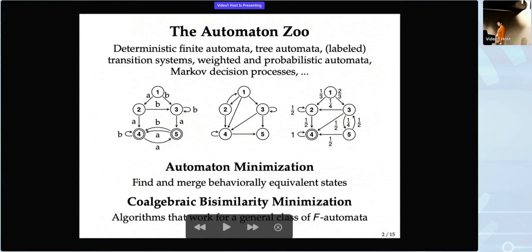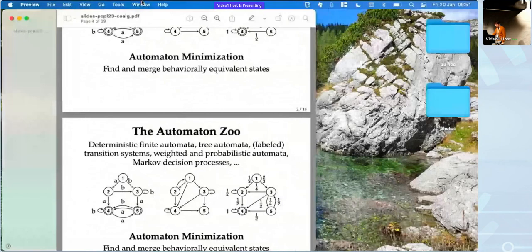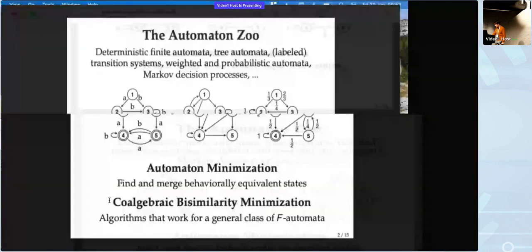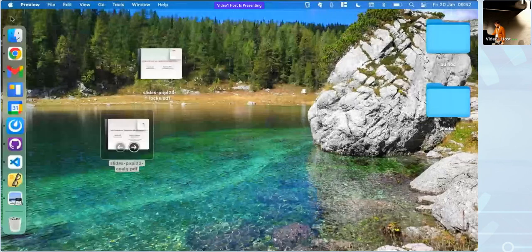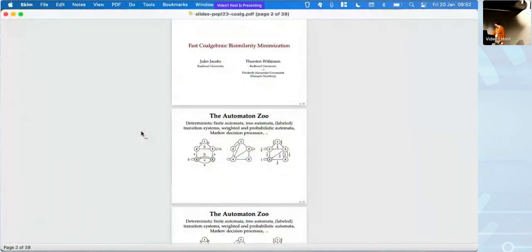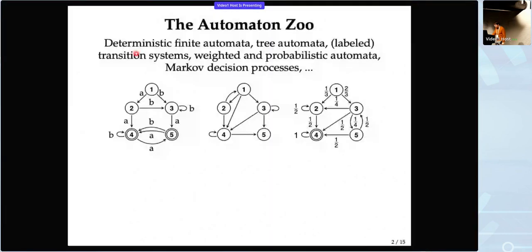Does anyone know how to remove that black box? Okay. Maybe. Okay.